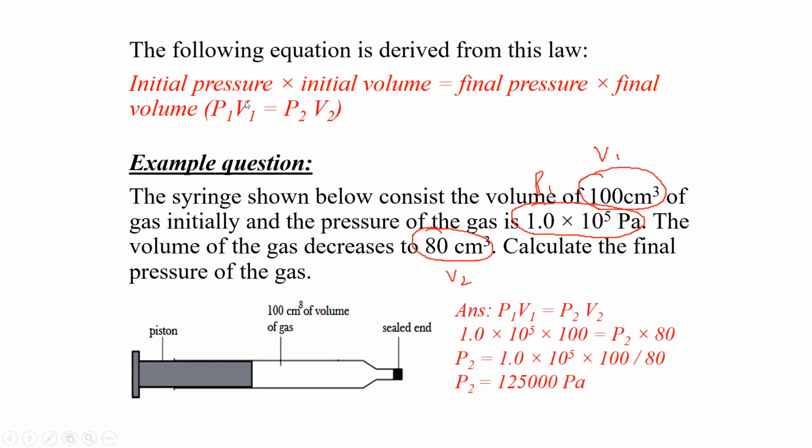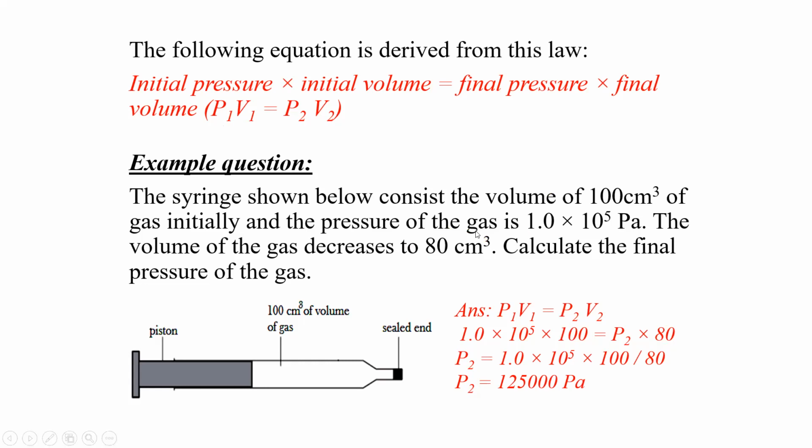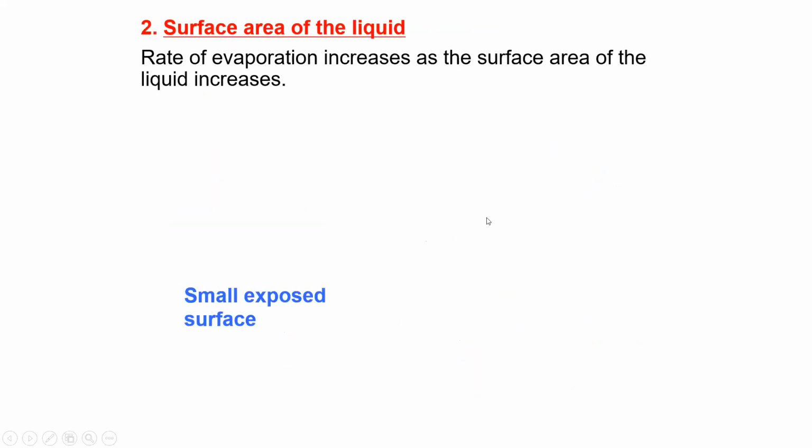So we'll use the formula P1 V1 equals P2 V2. So P1, that is 1 exponent 5, V1 is 100, P2 we don't know, and V2 is 80. This 80 is multiplied, on the other side it will be divided, and our final answer will be 125,000 Pascal. Is this example question clear? So you just have to sort out the initial pressure and initial volume to work out the pressure exerted by the gas.